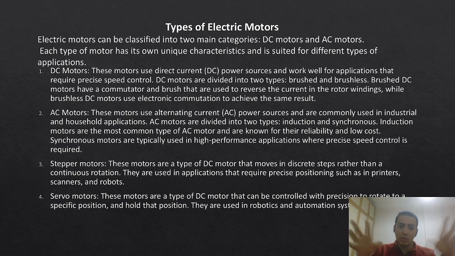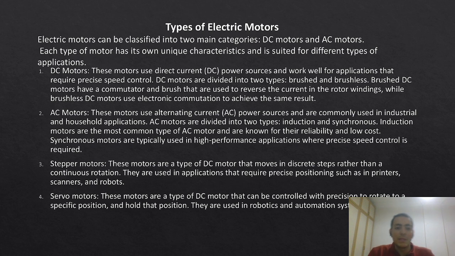And brushes that collect and conduct current to the rotor, while brushless DC motors use electronic commutation to achieve the same result.